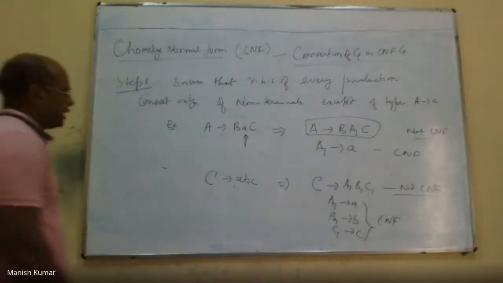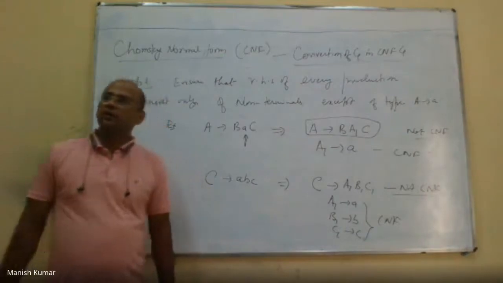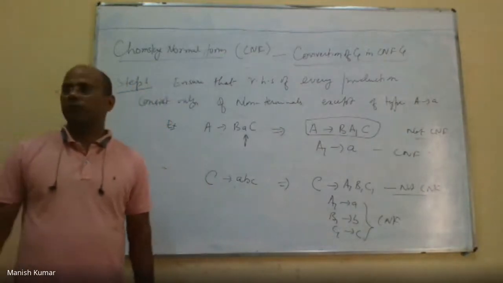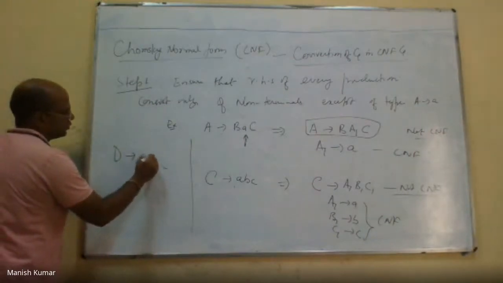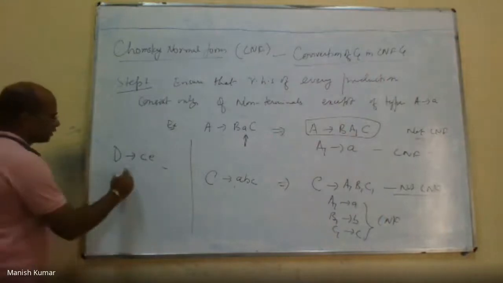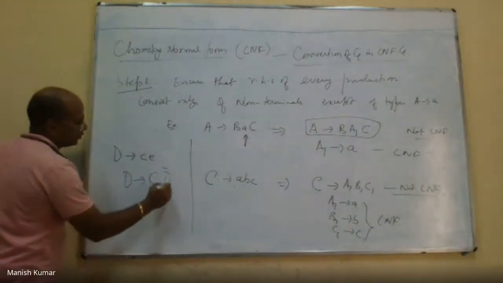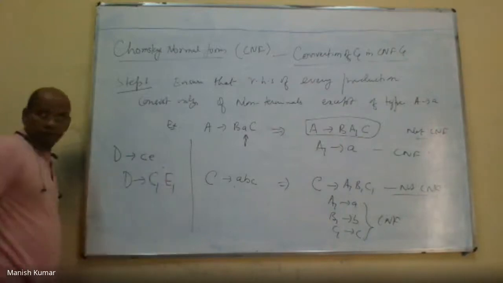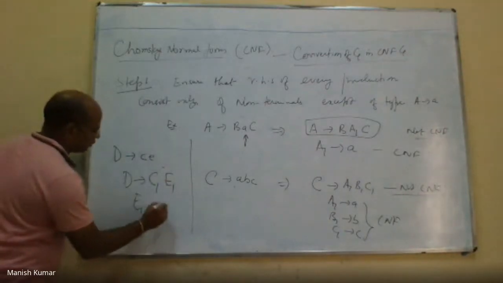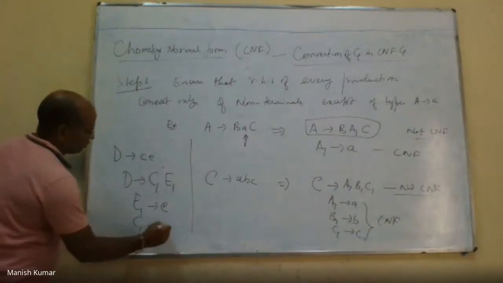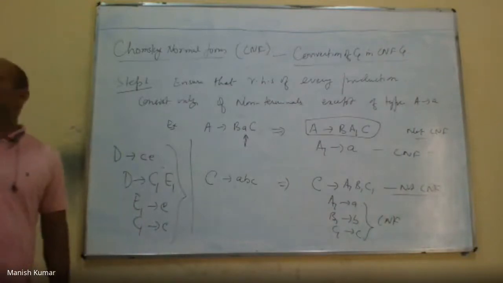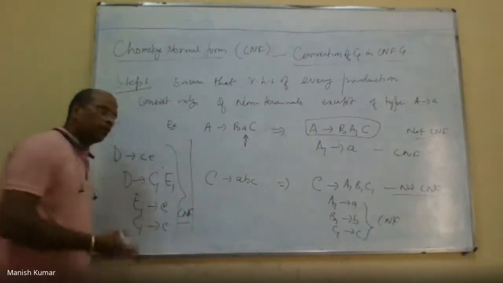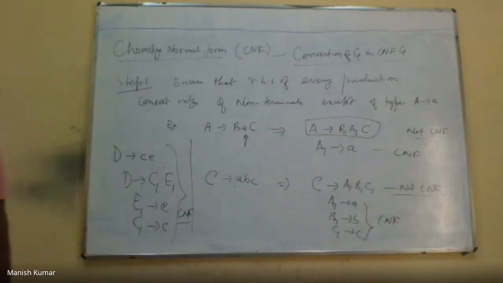If you have two terminals on the right hand side, then easily in one step it becomes CNF. For example, if I write that D is CE, I can write D is C1 and E1, and E1 is E, where C1 is C. So you can find that this is actually in CNF. So all comes in CNF. We need not go into further steps; in this step itself it will be resolved.